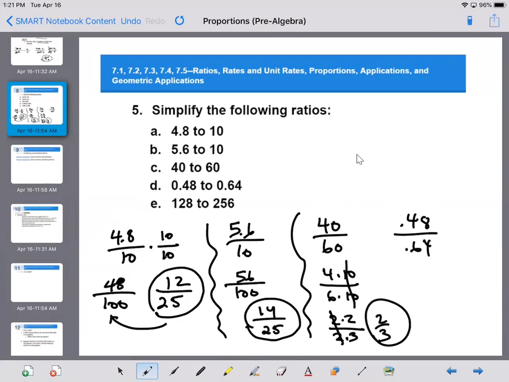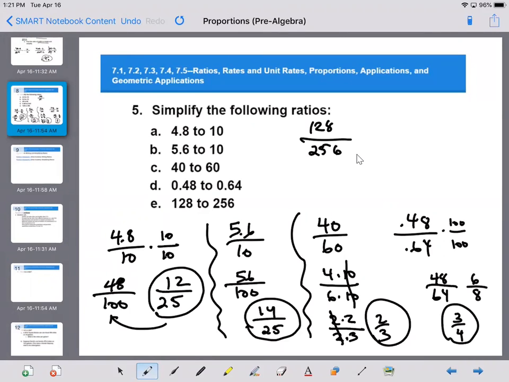Then 0.48 divided by 0.64. Well, your n divided by n could be 100, and that would make it 48 divided by 64. And 48 is divisible by 8, so that'll be 6/8. You could divide them both by 2 and get 3/4. And then finally, you have 128 divided by 256. You could divide 128 by 8 and 256 by 8.